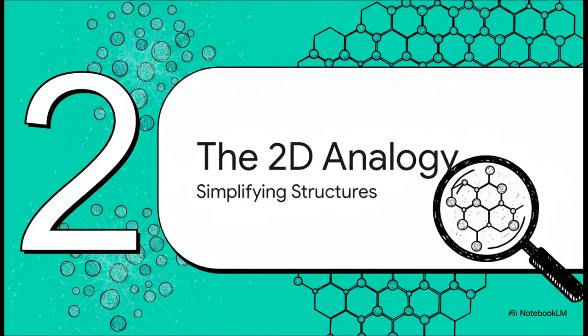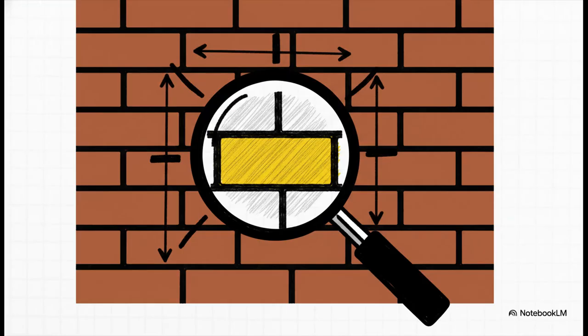Section 2. The two-dimensional analogy. Simplifying structures. Trying to describe the exact position of a million individual atoms in a crystal is, well, entirely impractical. We would literally be here for weeks. So, to break this massive network down into something digestible, think of a two-dimensional analogy, like a tiled brick classroom wall. Instead of mapping out every single brick on that massive wall to explain the design, you can completely describe the entire pattern by simply defining the height and width of just one single brick, and then accounting for half of the grout line between them. If you know the dimensions of that one repeating building block, you magically have the blueprint for the entire wall.